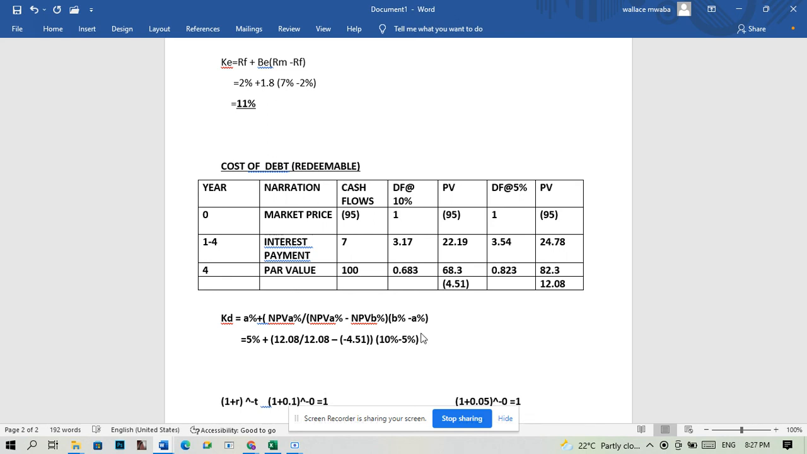Okay, so let's see what we get. Remember order of operations, BODMAS. You do 10 minus 5, you get 5%. Also here, do 12.08 minus negative 4.51, you get your value. Then divide it by 12.08, you get this whole value, and you multiply by 5% and add it to 5%.